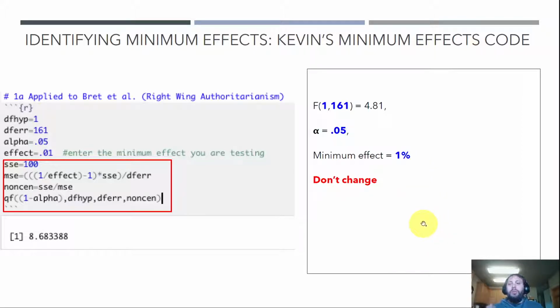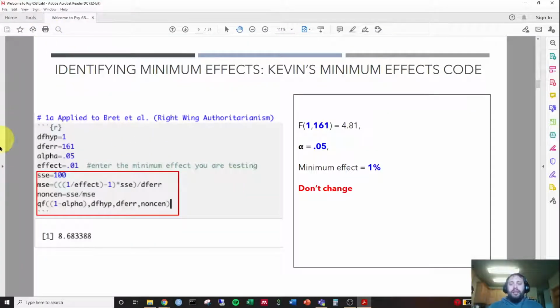Essentially, this is code where you specify your degrees of freedom hypothesis, which is 1, your degrees of freedom error, which is 161, your alpha value, which we're going to use 0.05, and the effect that we're testing. We're going to be testing a minimum effect of 1%, so saying, does it explain 1% of the variance or not? And what happens is we get a value that says, this is the F value you need to obtain in order to be explaining that minimum effect of 1%. Let me go ahead and open up R and show you how to do this. It's going to look exactly like this screen, but I'm going to show you how to do it in R.